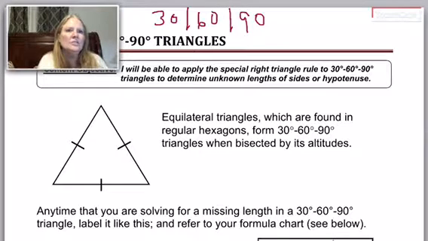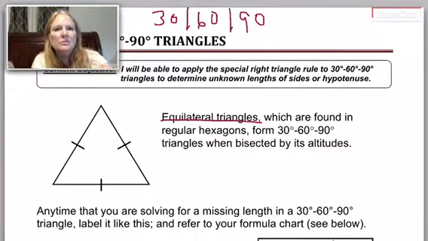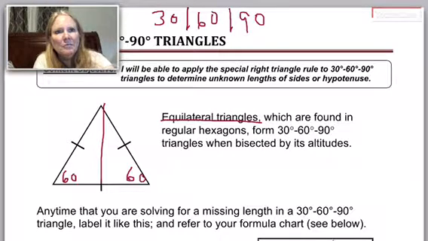This lesson continues special right triangles, and we're going to look specifically at 30, 60, 90 triangles. Equilateral triangles, which are found in regular hexagons, we'll talk about that later, form 30, 60, 90 triangles when bisected by its altitudes. In other words, this is an equilateral triangle, which means that each of the angles would be 60 degrees, but if you draw the height or the altitude, it bisects the angle at the top, and so these would both be 30 degrees.